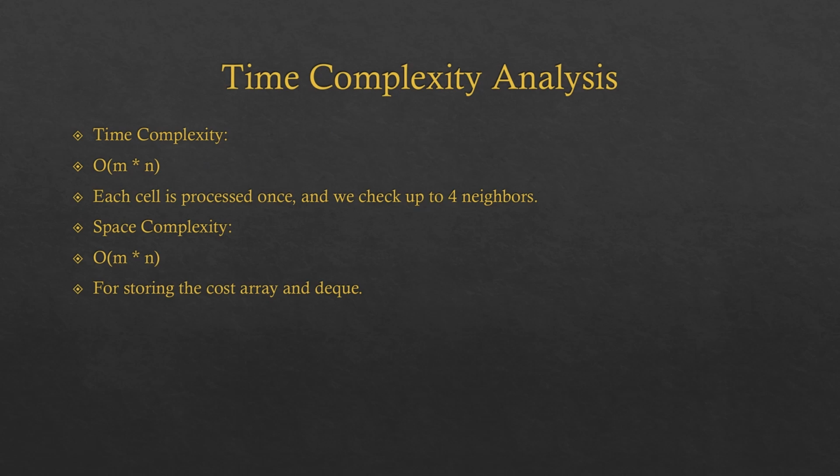Let's analyze the time and space complexity. The time complexity is big O of m times n, where m and n are the dimensions of the grid. Each cell is processed once, and for each cell, we check up to 4 neighbors. The space complexity is also big O of m times n due to the cost array and deque storage.